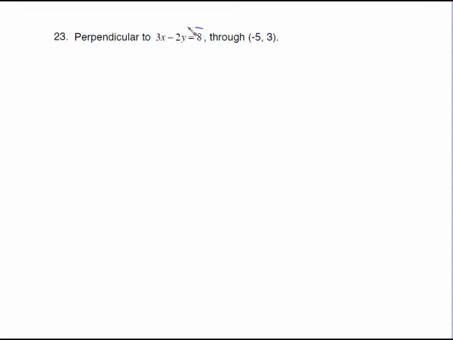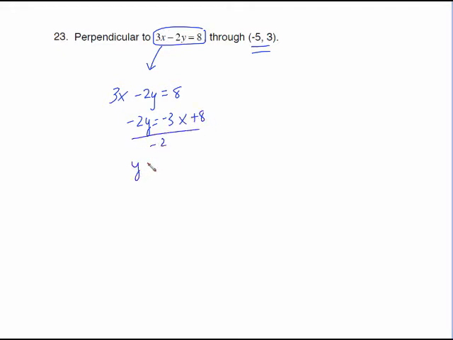Same kind of problem, but it wants us to do perpendicular to this line through this point. I need to rewrite this equation for y so that I can find out what that original slope is. So subtract 3x from both sides. Divide everything by negative 2, so y equals positive 3/2 x minus 4. That y-intercept doesn't matter. What matters is that slope. Now, the slope of that original line is 3/2. They're asking us for the slope of the line perpendicular, which means the slope I want to use is the negative reciprocal of this 3/2, which is negative 2/3.